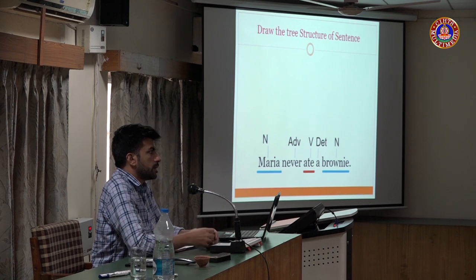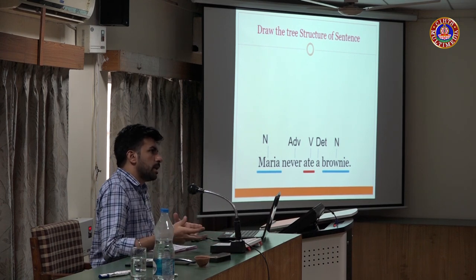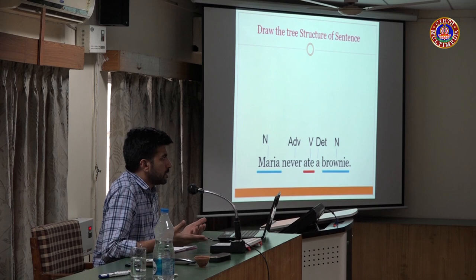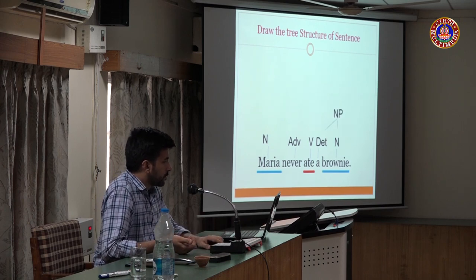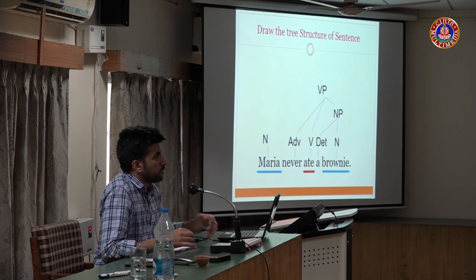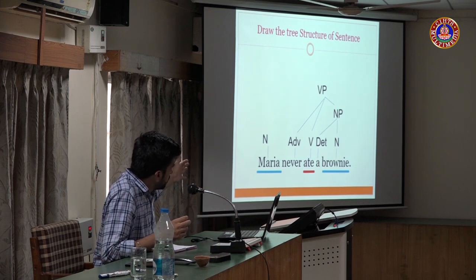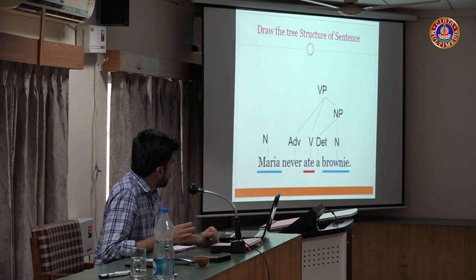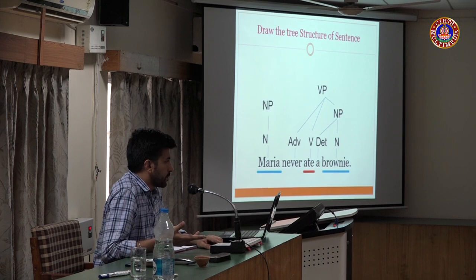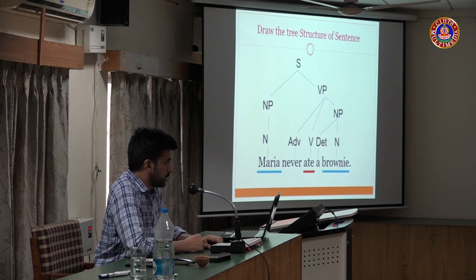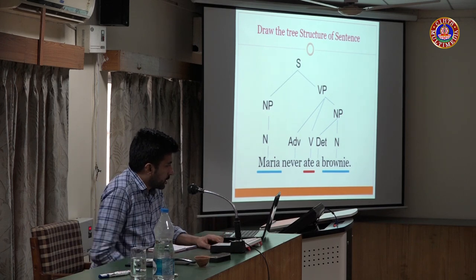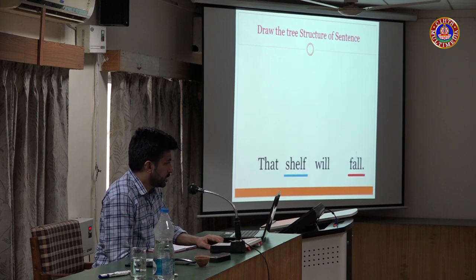Ate. But the word never tells us about the occasion of eating. Never ate. So now, of course, you write determiner and noun, it becomes a noun phrase. This becomes a verb phrase. Kyun? Because the adverb is also part of the verb phrase. And Maria will be the noun phrase. In this case, only one word will be the noun, the head, the main word, the main noun.